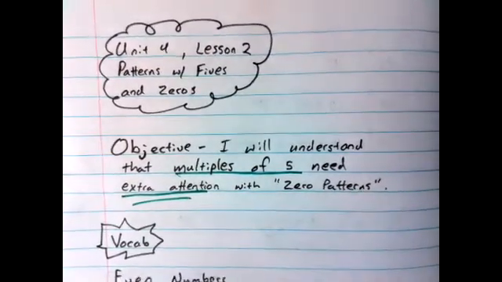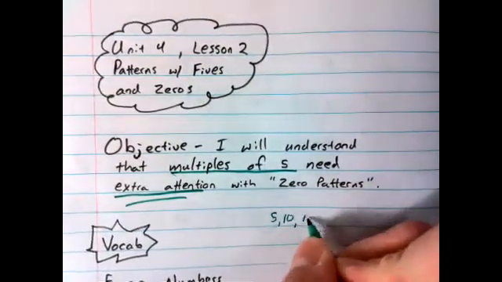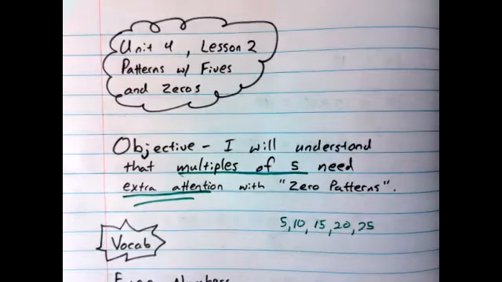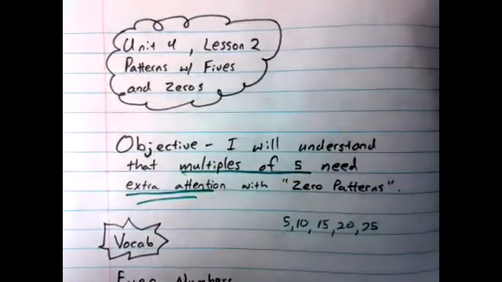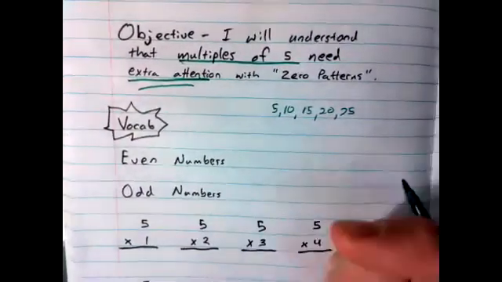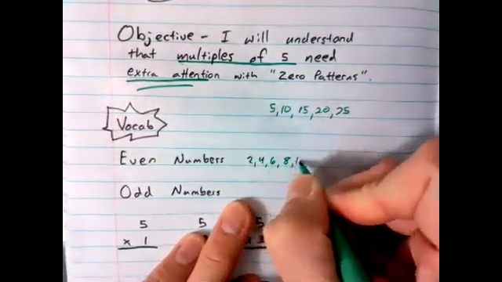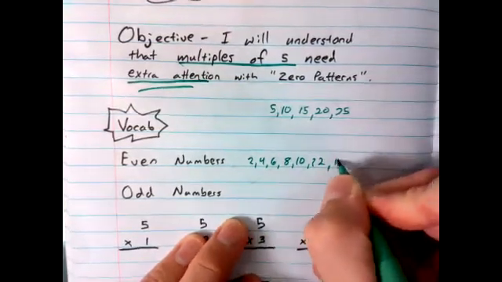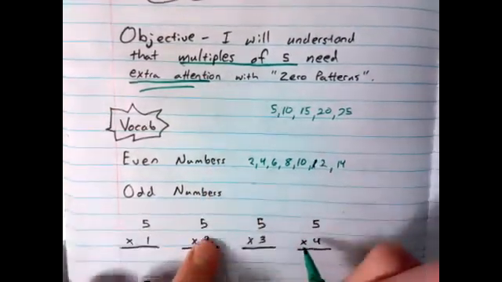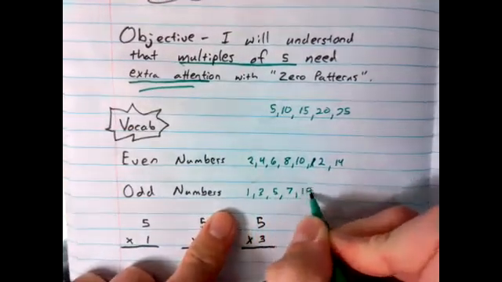All right. So when we talk about multiples of 5, we could list it off and say 5, 10, 15, 20, 25. We can keep going, but these are multiples. And the vocab we need to look at today is really minimal. What are even numbers? What are odd numbers? So what are some examples of even? Even number would be 2, 4, 6, 8, 10, 12, 14, essentially any number that's divisible by 2. When we're talking odd numbers, we're thinking 1, 3, 5, 7, 9.